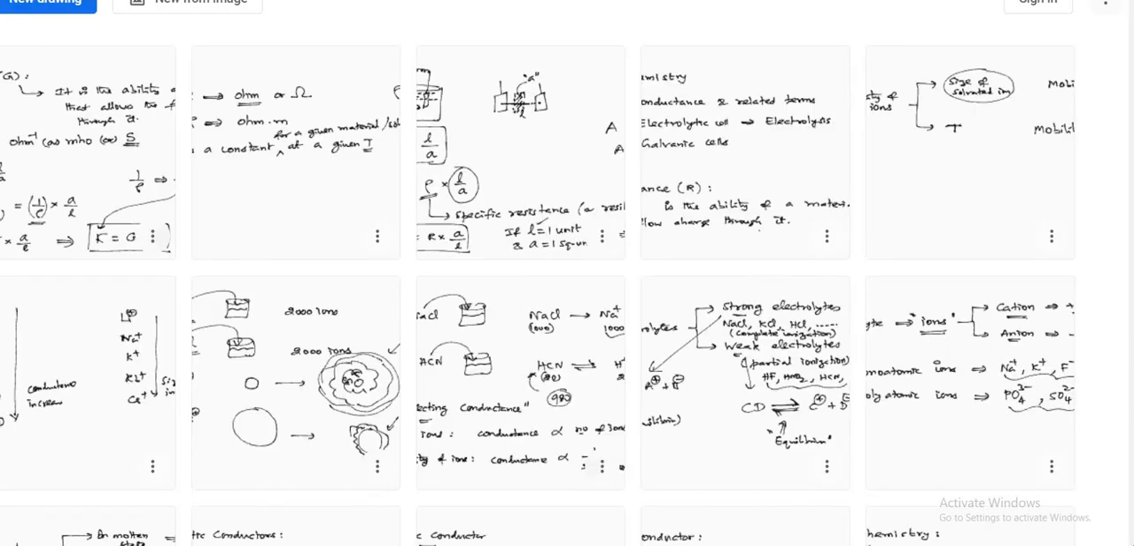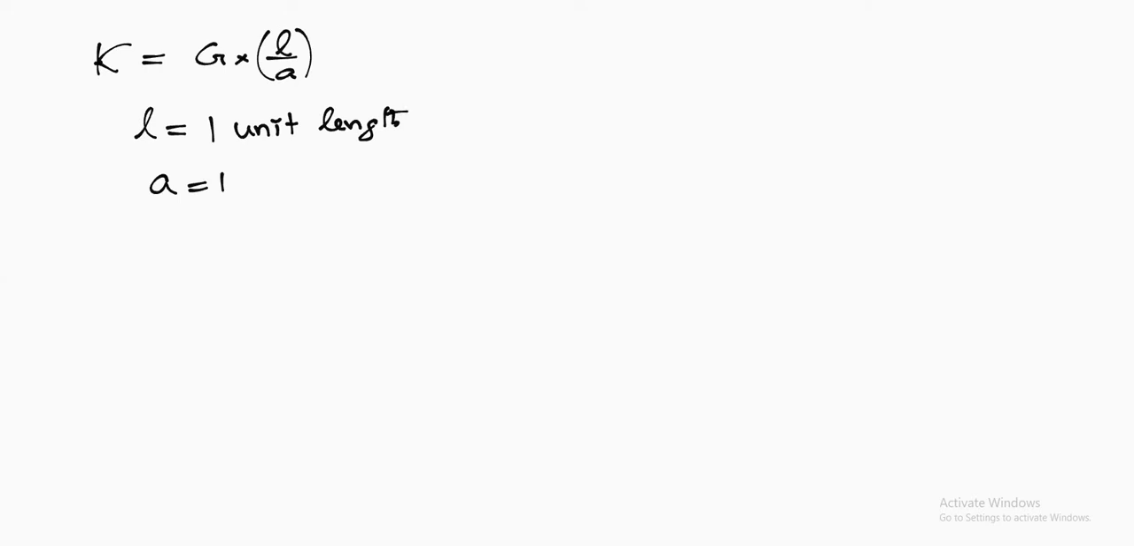See, conductivity kappa is nothing but G into L by A. If I keep L equal to 1 unit length and A equal to 1 square unit, then I'll get kappa equal to G. Under this condition, I'll get kappa equal to G.